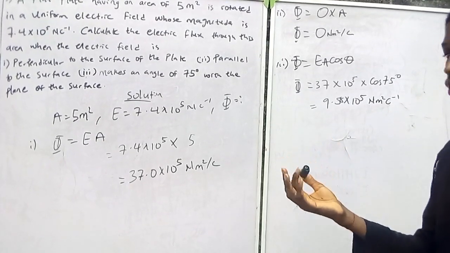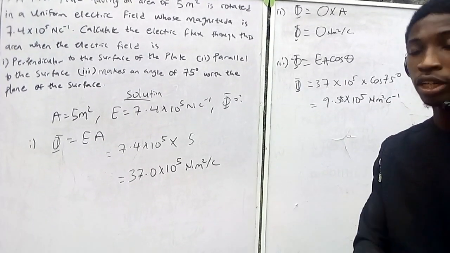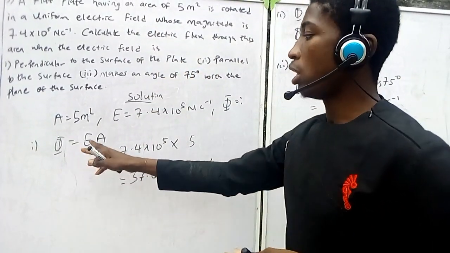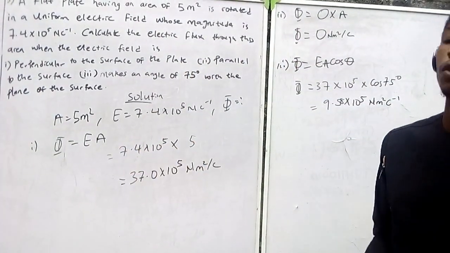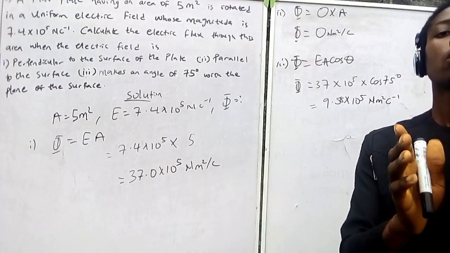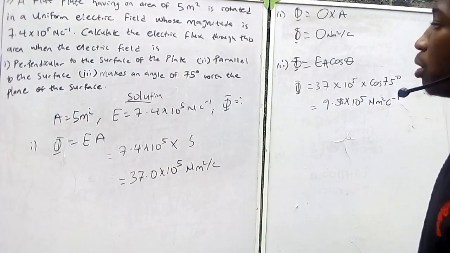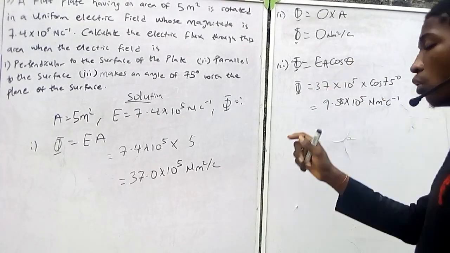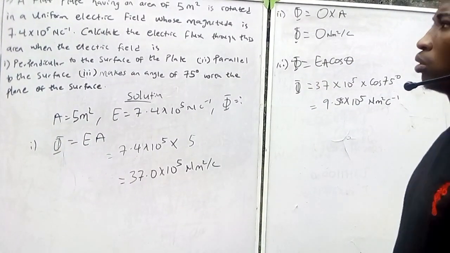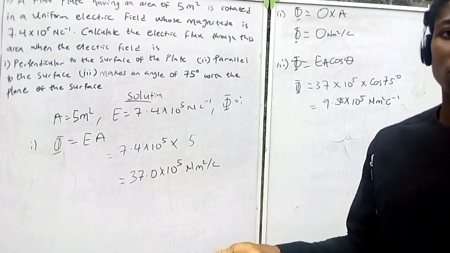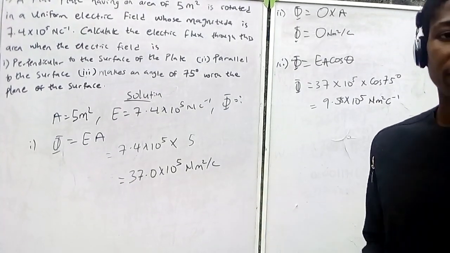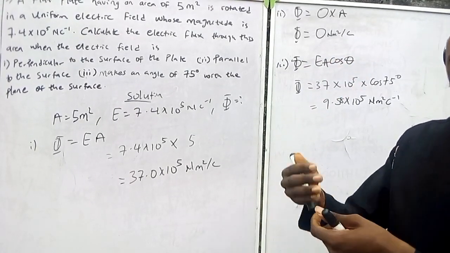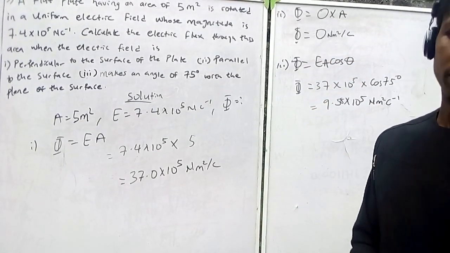So you can see in this question we use the cases. Case 1, just perpendicular, is just the formula for electric flux: electric field times the area. Solve it. When it's parallel, electric flux is 0. Now when it makes an angle, you use the electric field times area times the cosine of the angle formed. And this is almost everything you need to know about electric flux. It's very, very simple. So when asked what the formula for electric flux is, it's electric field times area.